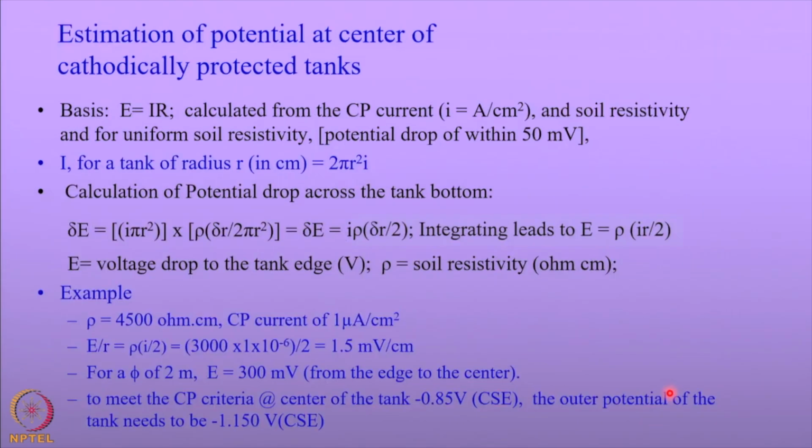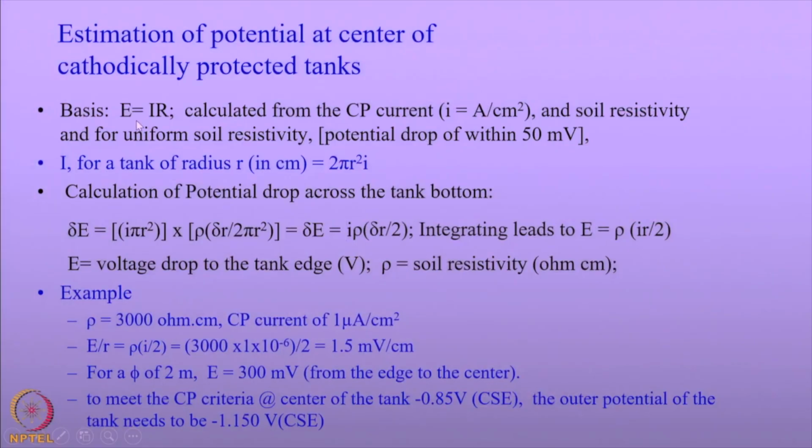We have seen that measuring the potential of the tank with respect to soil is very intricate. Especially at the center of the tank, it is very difficult to measure the potential of the tank with respect to soil, because the reference electrode cannot be accessed. The only way it can be done, as we have seen before, is by using the perforated plastic conduits through which the reference electrodes are sent.